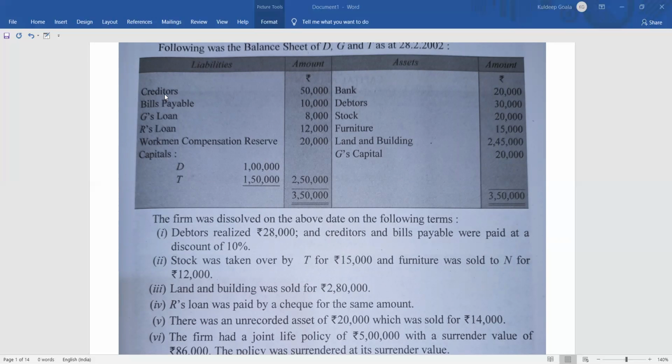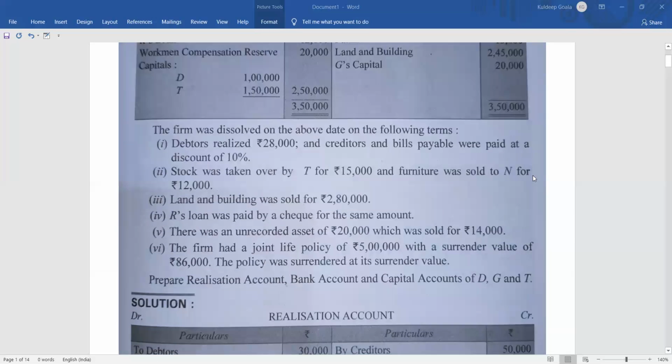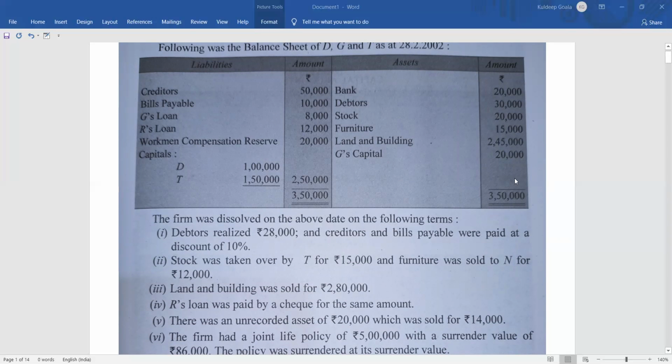Creditors account will be debit. Bills payable account will be debit. R's loan account will be debit. Obviously 50,000, 10,000, 12,000 to realization account. So realization account credit side by creditors 50,000, by bills payable account 10,000, by R's loan account 12,000. Clear? Transferred. All the assets and all the liabilities have been transferred.